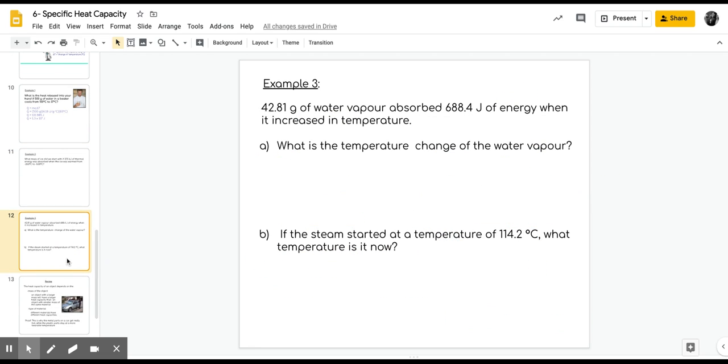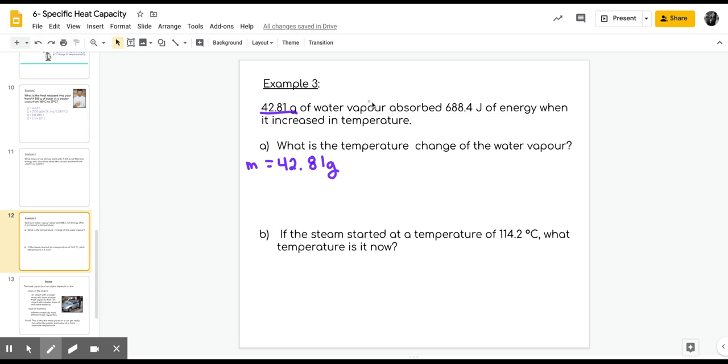Next example that you could get. So example 3, I'm going to do the same thing that I did before with my other question. I'm going to pull out my information as I go. So 42.81 grams, that's mass. And it's in grams, so it is in the unit I like.